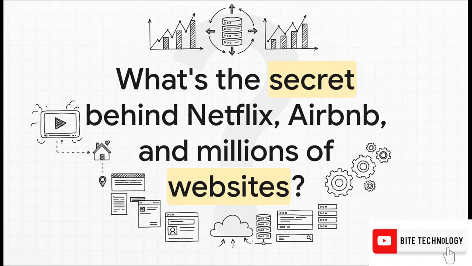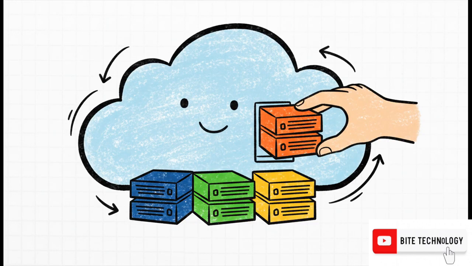So have you ever stopped to wonder, what's the secret sauce? How does a company like Netflix stream billions of hours of video? Or how does Airbnb manage millions of bookings, all without owning some giant physical server farm themselves? How do they handle those massive, unpredictable spikes in traffic? Well, the answer isn't some crazy secret. It's actually a really simple but incredibly powerful idea.